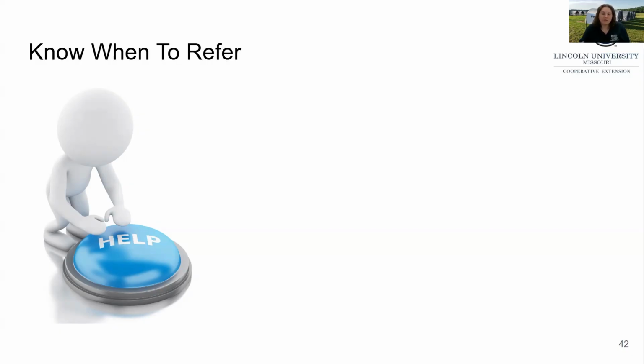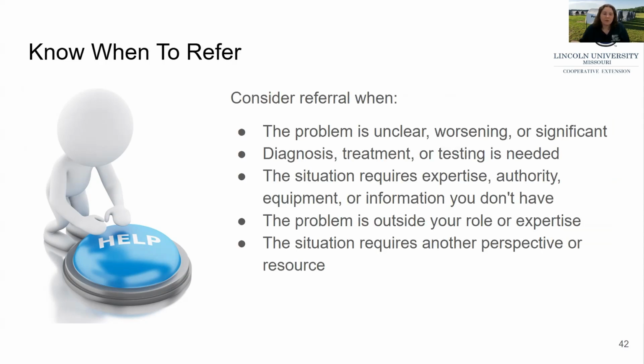And you don't necessarily have to go through the whole framework. Like, for example, if someone calls because multiple birds are suddenly dying after exposure to wild waterfowl, that's probably enough information to go ahead and give them the contact for the appropriate animal health authorities to check for bird flu. So we want to consider referral when problems are unclear or significant or they're worsening. If diagnosis or treatment is needed, the situation requires expertise or authority.